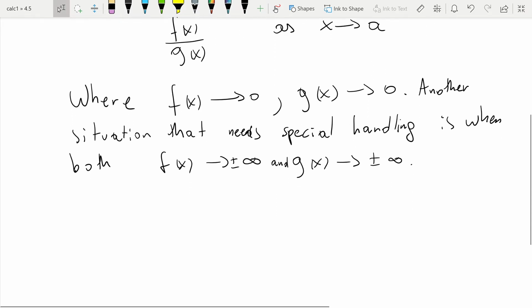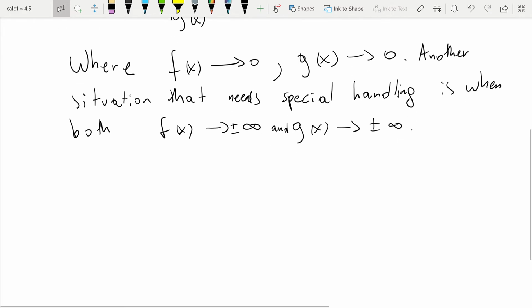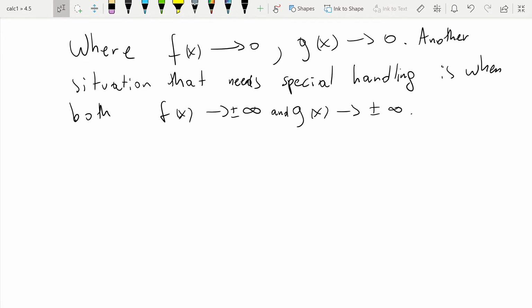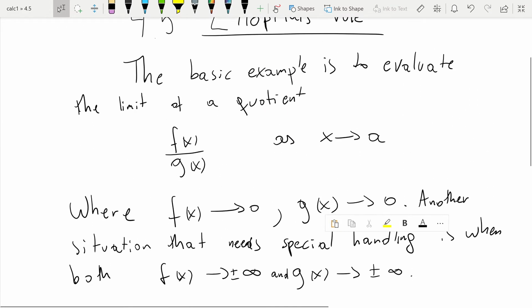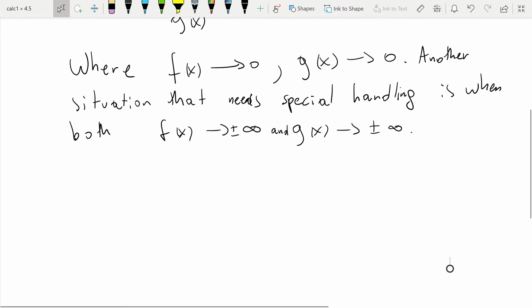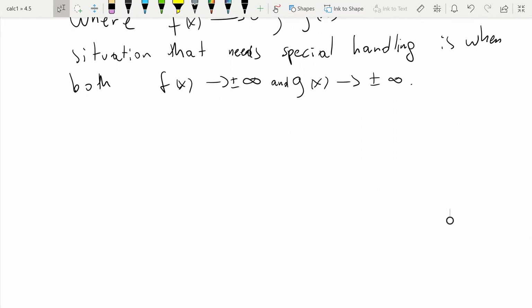This is the first application that we'll see, and we'll state the rule for this kind of situation, and then we'll apply it to some other expressions as well. So what is the rule? What does the rule say? What are the conditions for the result?